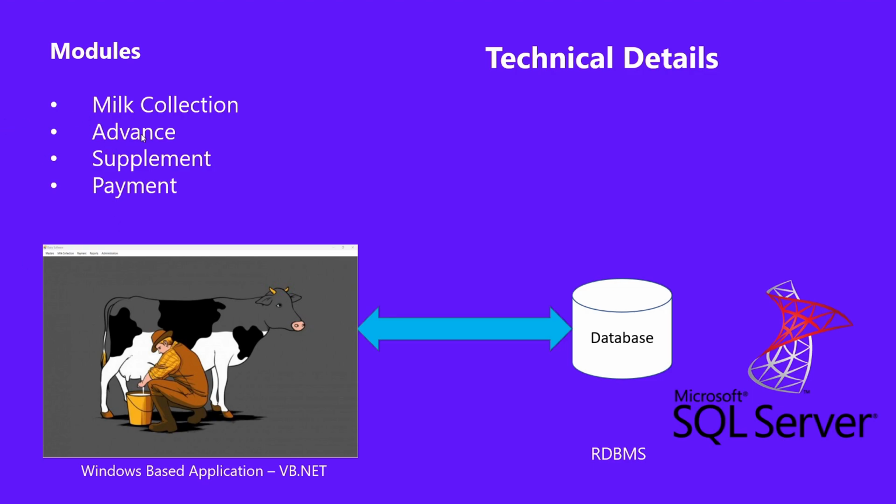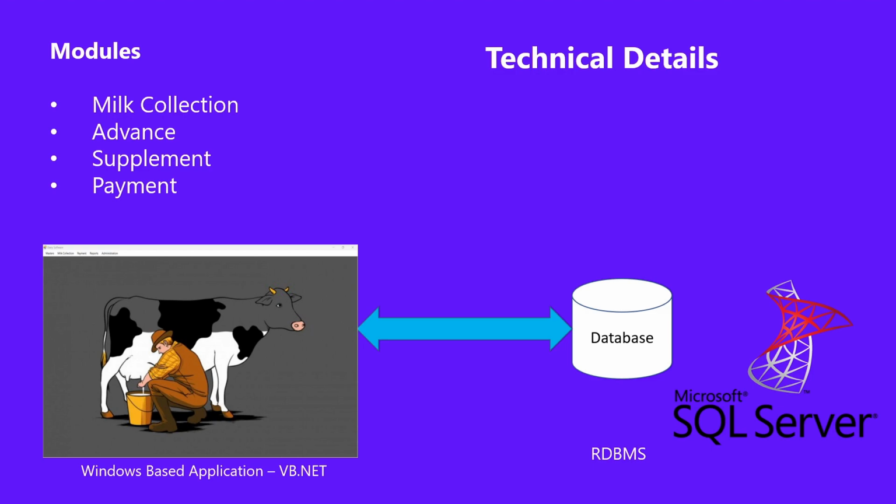And there is an advanced module. Suppose right now there is a farmer named A, and every day he supplies 5 liters or 10 liters or 2 liters of milk daily, correct? So if he wants money from the milk collection system or milk collection center, he takes some advance from them, correct?